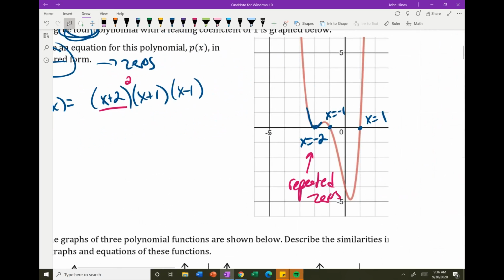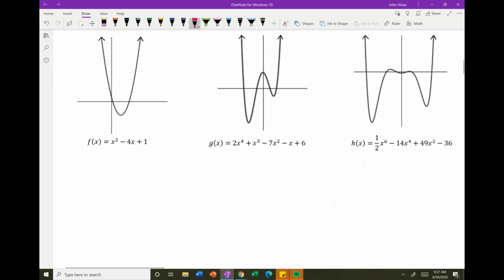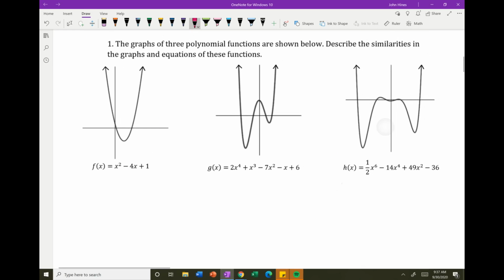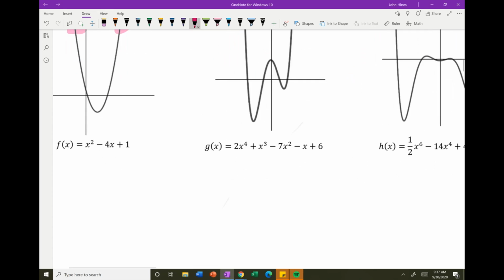So today we're not focusing on the zeros. Today we're going to be talking about the arrows on my polynomial: where are they going? What's the end behavior of these graphs? The graphs of 3 polynomial functions are shown below. Describe similarities of the graphs and equations of these functions. The first thing I notice when I look at all of these graphs is that both of the arrows are pointing up. Both ends of the polynomial are skyrocketing up to positive infinity.